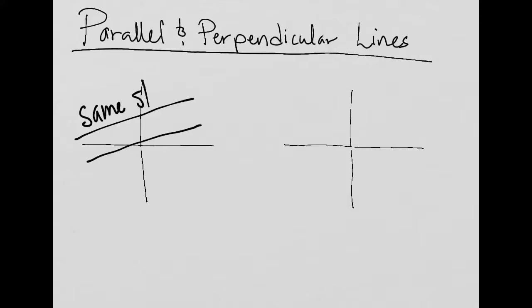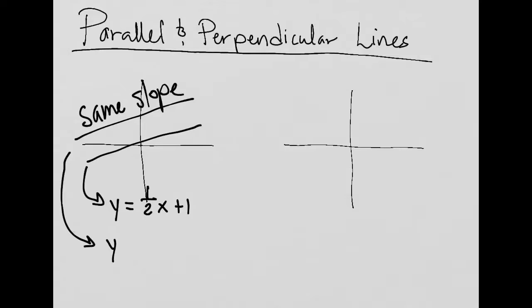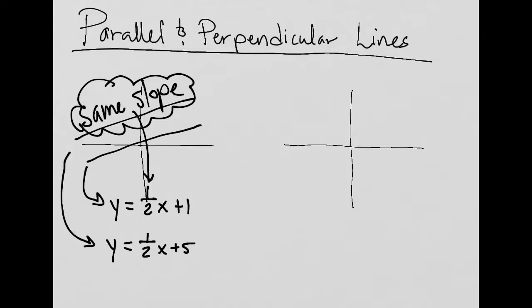Same slope. So that means in their equation, let's say this one had the equation y equals 1/2 x plus 1. I'm just making it up. So let's say this one had the equation of y equals, well, since they have to have the same slope, that means that this one also has to have 1/2 x. And then it just has a different y-intercept. So maybe the y-intercept is plus 5 or something. So notice the slopes are the same.